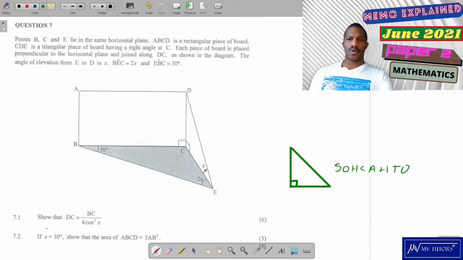I hope you know what SOHCAHTOA is. And you can also use what we call Pythagoras. This only applies if you have a right angled triangle.